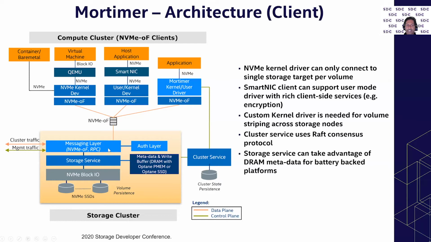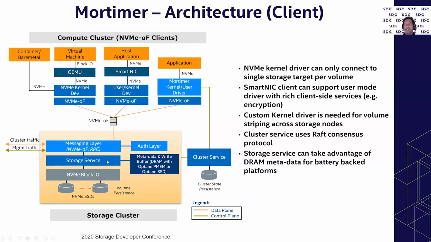the front end is messaging layer. Messaging layer supports both NVMe over Fabrics protocol for the client connectivity as well as the inter cluster traffic. And then we use the RPC for the management traffic to essentially do the monitoring, collect the performance data, and connect to the cluster service, and bring up the nodes, add the nodes, and all the maintenance operations.